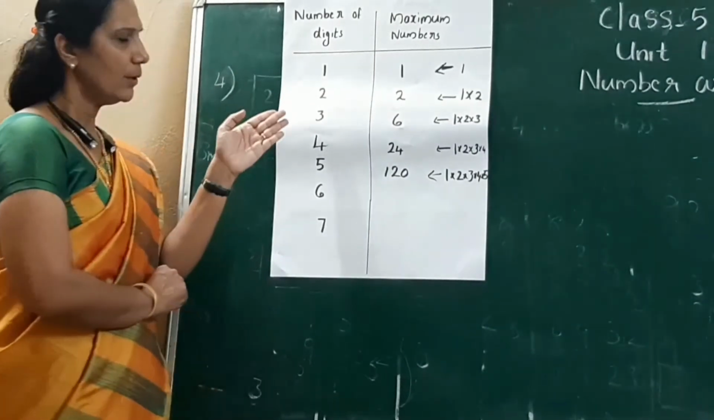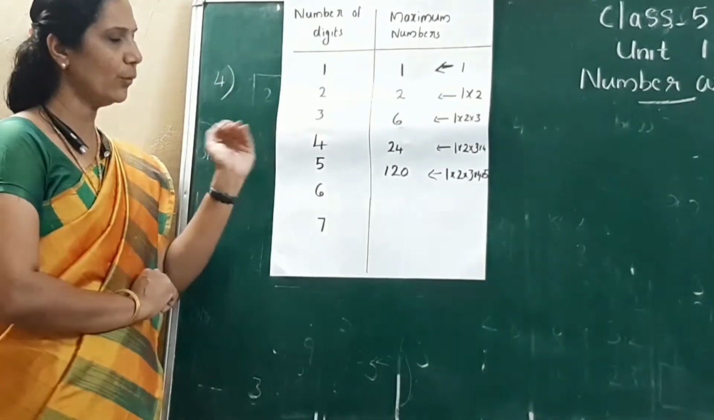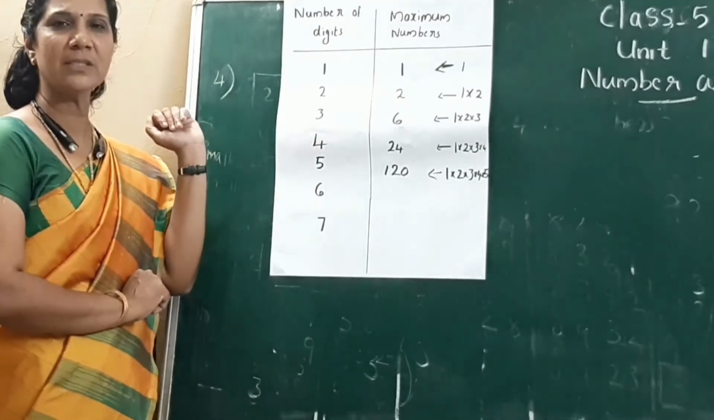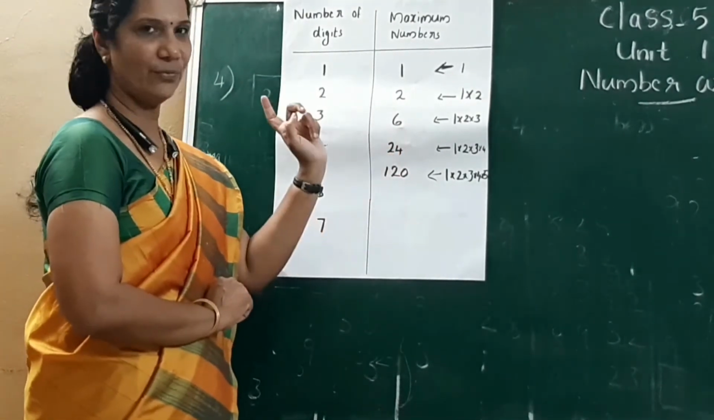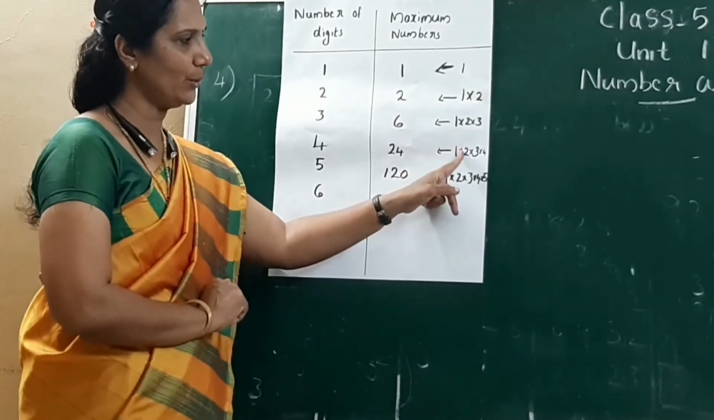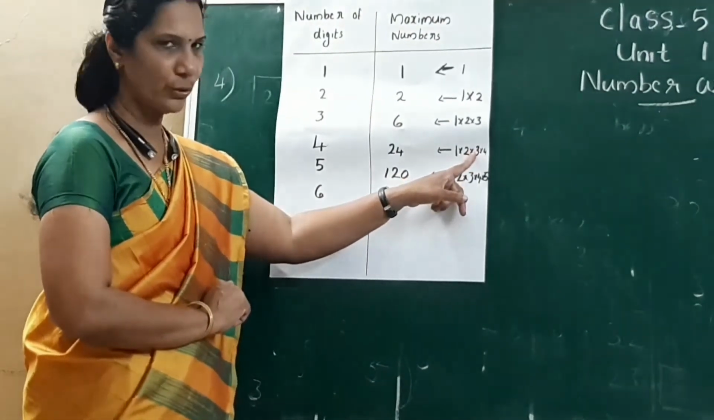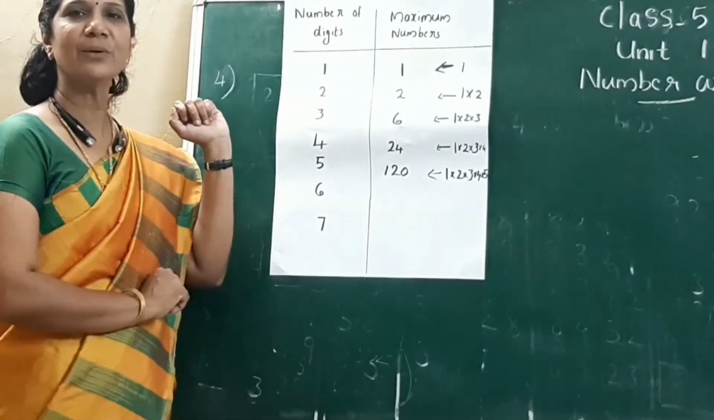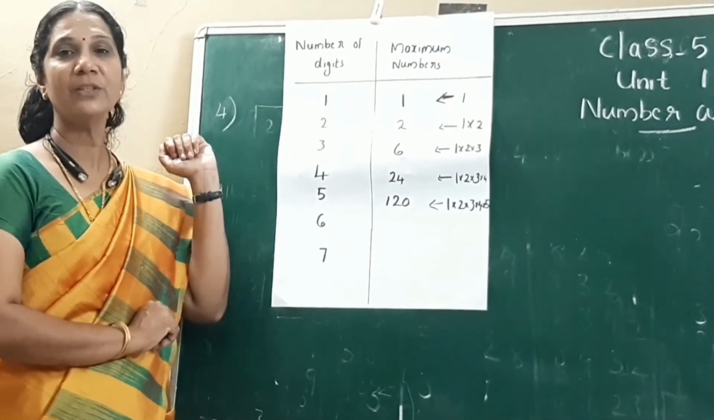Okay. Now in the fourth problem, how many digits are given? Okay, 4 digits are given. How many numbers are possible with those 4 digits? 24. We can write that 24 as 1 into 2 into 3 into 4. Is it correct? 3 into 4, 12. 12 into 2, 24.